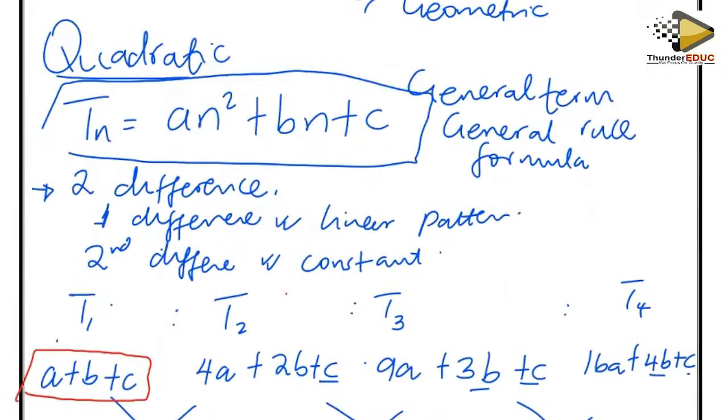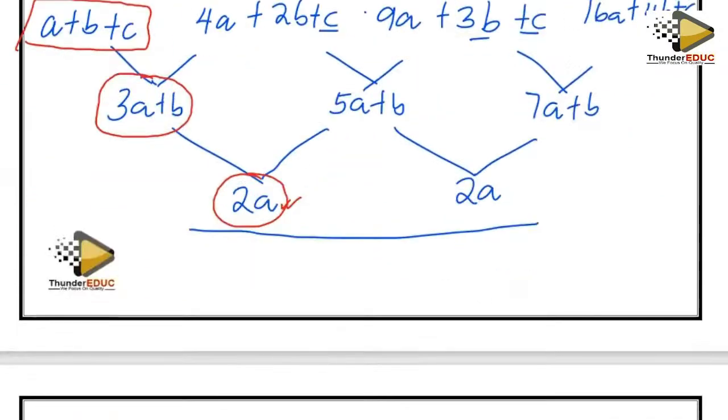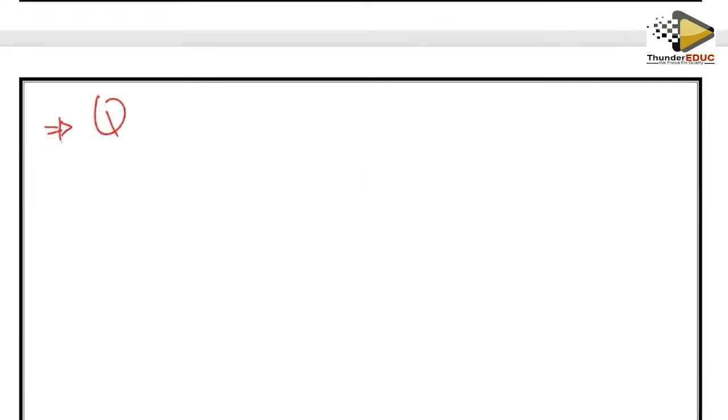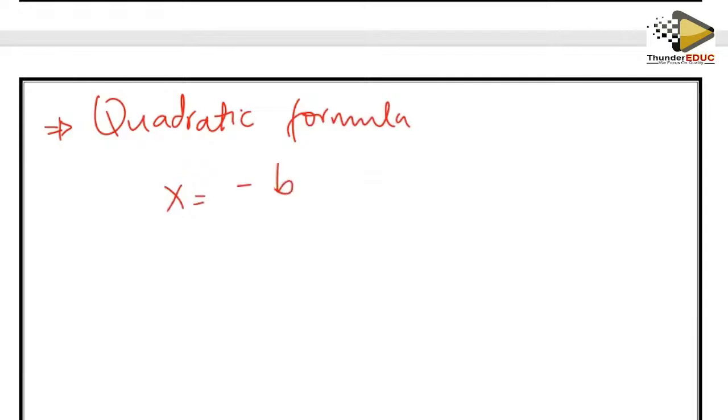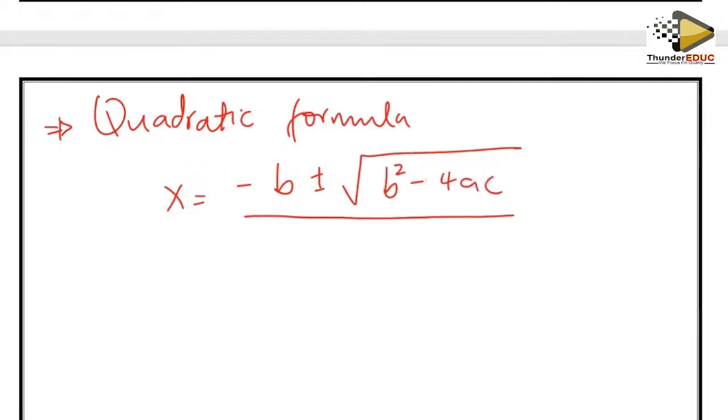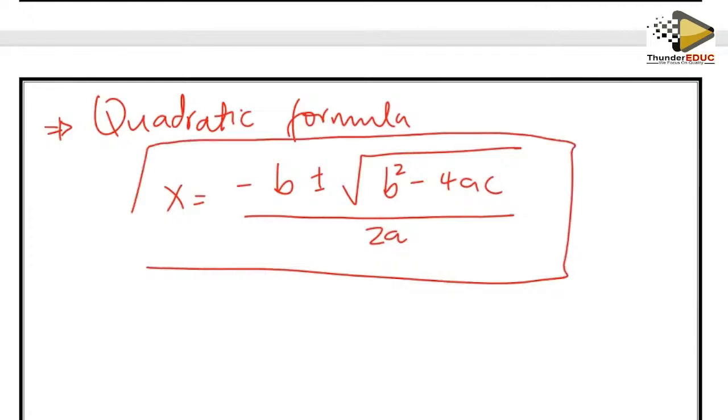Don't forget the quadratic formula, because at some point we're also going to need to use it. The quadratic formula, remember, is x equals negative b plus or minus the square root of b squared minus 4ac, all divided by 2a. We're going to use this in determining especially the positions of the terms and all of that.